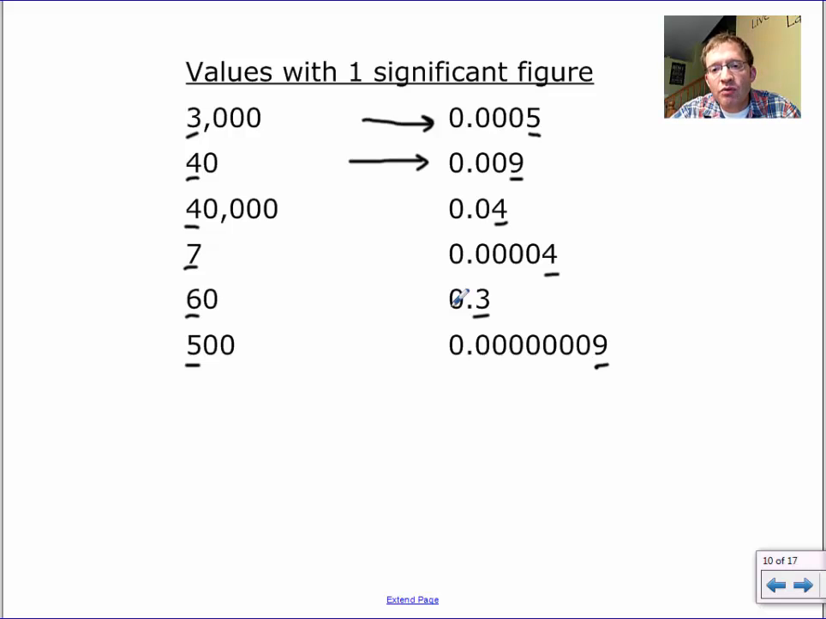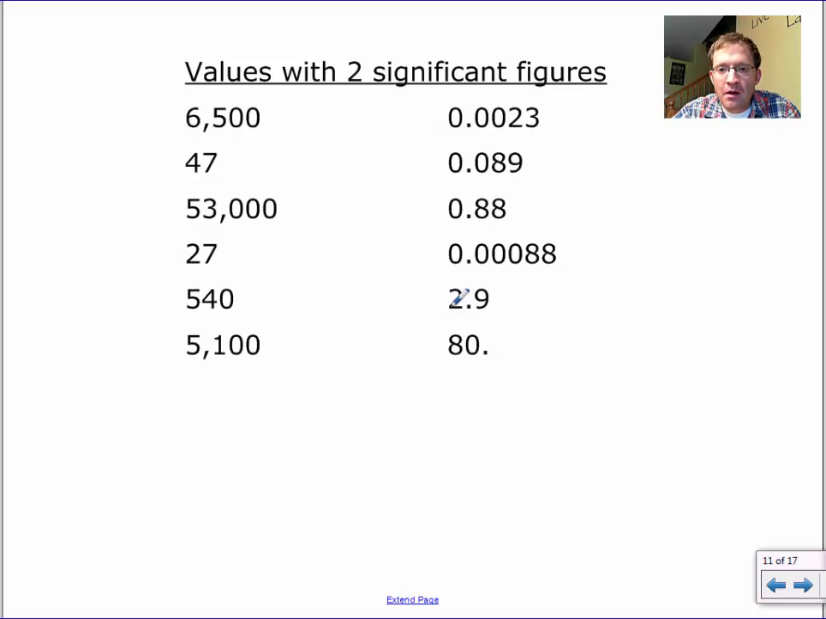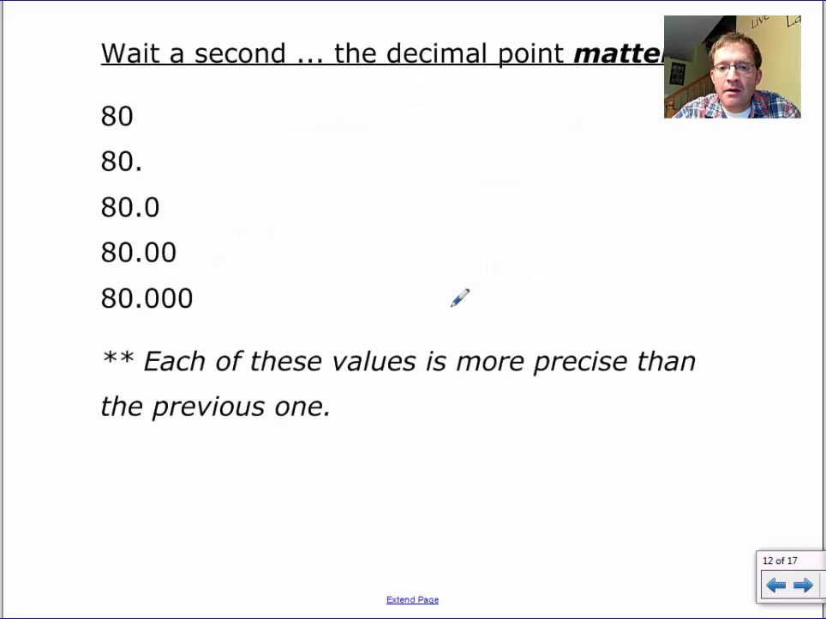When the decimal point is present, you start counting from the left, the Pacific side. When the decimal point is absent, start counting from the right, the Atlantic side. In a similar way, each of the values on this page have 2 significant figures. You can count them in much the same way. So the decimal point really matters. And that's an important idea to get across, that the decimal point really does matter.